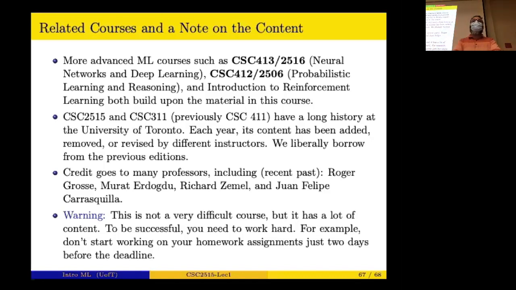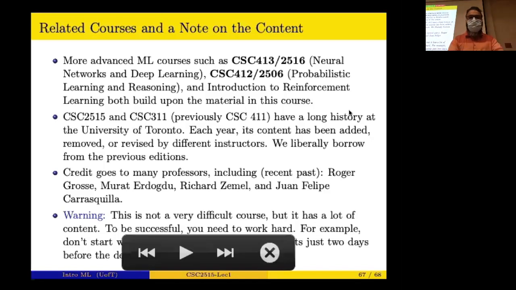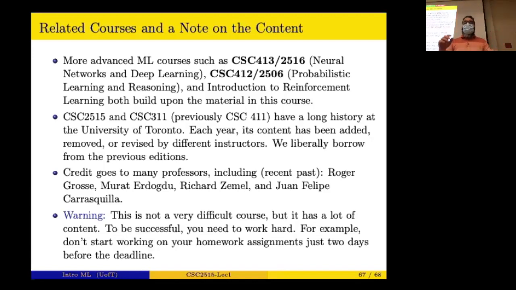And a lot of credit goes to all the professors. Most of these slides have been around and modified. Okay, stop showing something here for me. These slides have been developed by many people. I modified some of them a little bit, but a lot of credit goes to Roger Grosse, Murat Erdogdu, Richard Zemel, Juan Carrasquilla, and many others, as I may not know the actual evolution of these things. So this is a kind of joint effort.